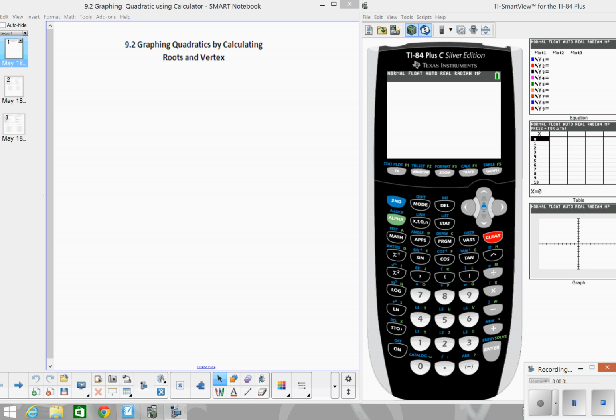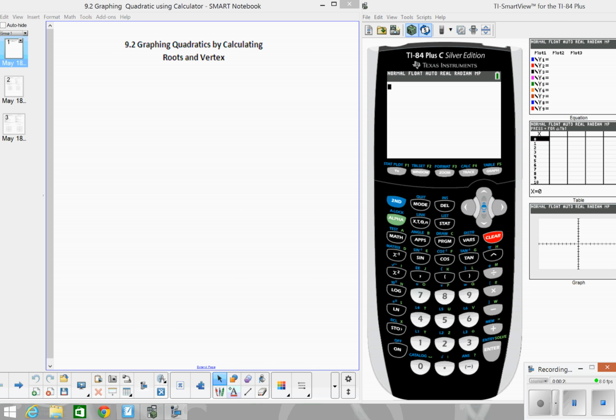Okay, welcome back. Today we're going to be talking about 9.2, graphing quadratics by calculating the roots and the vertex. Now, in 9.1, I gave you the roots and gave you the vertex in factored form. But now I'm going to give you an equation in standard form, and we're going to use the calculator to graph.